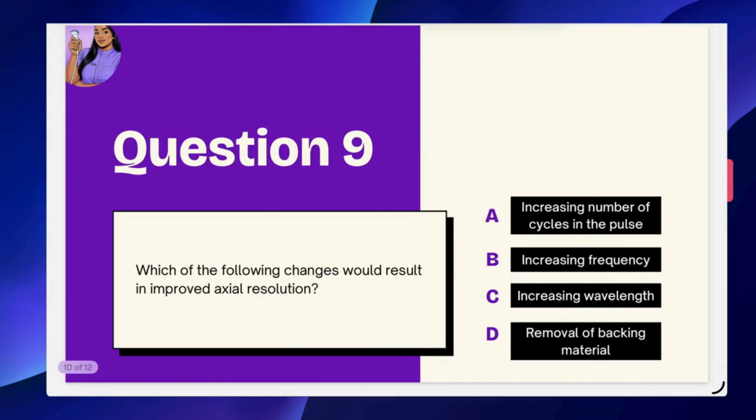All right, so now let's move to question 9. Which of the following changes would result in improved axial resolution? All right, so remember we're talking about improving axial resolution. So what improves the ability to separate structures that are along the path of the sound beam?